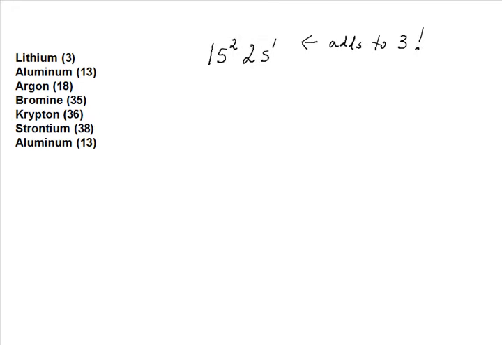Aluminum has 13 electrons in its neutral state, and therefore we'd start with the 1s2 and the 2s2 and the 2p6. Now at this point we've shown a total of 10 electrons. We just simply add up the exponents. Now we need 13, so we need 3 more.